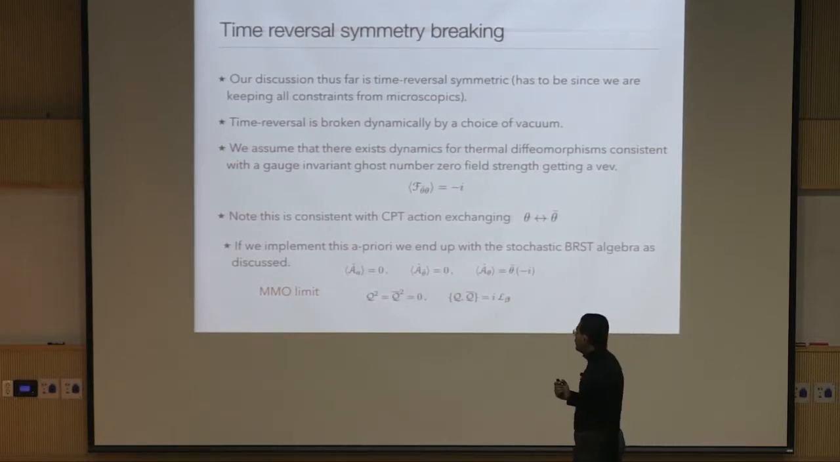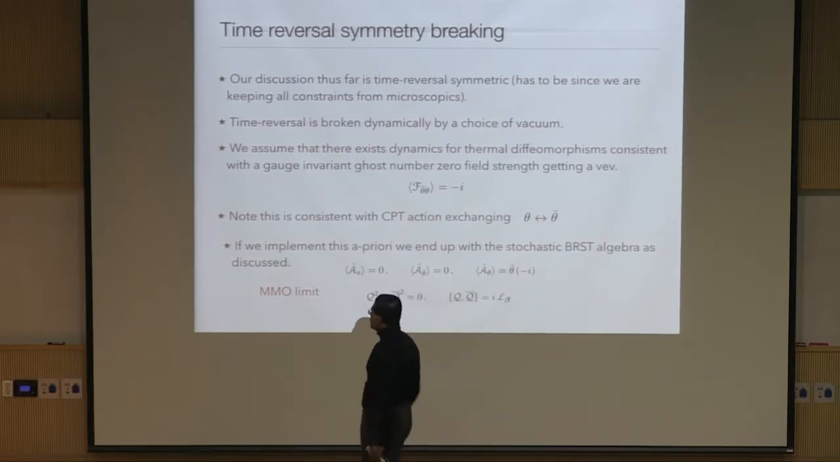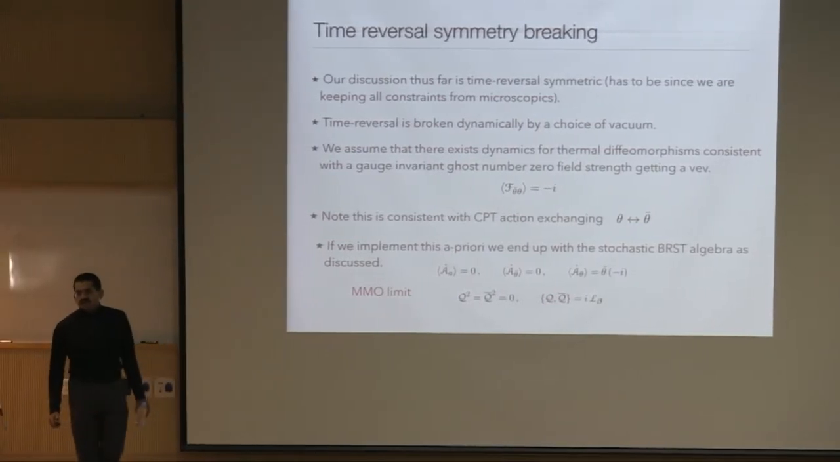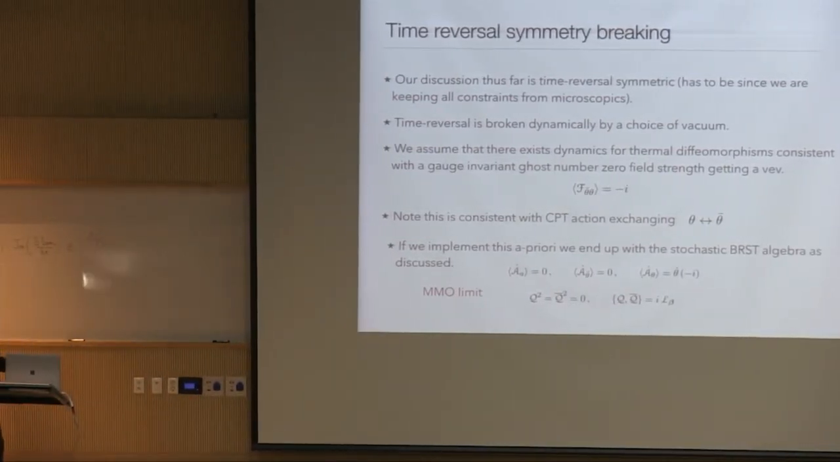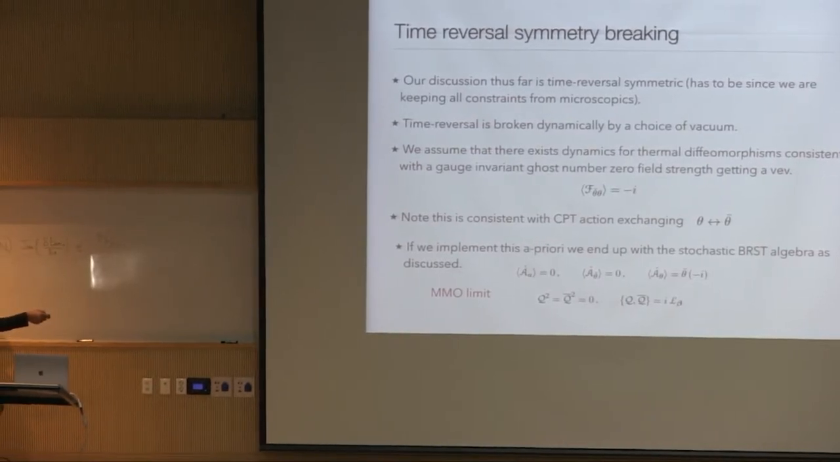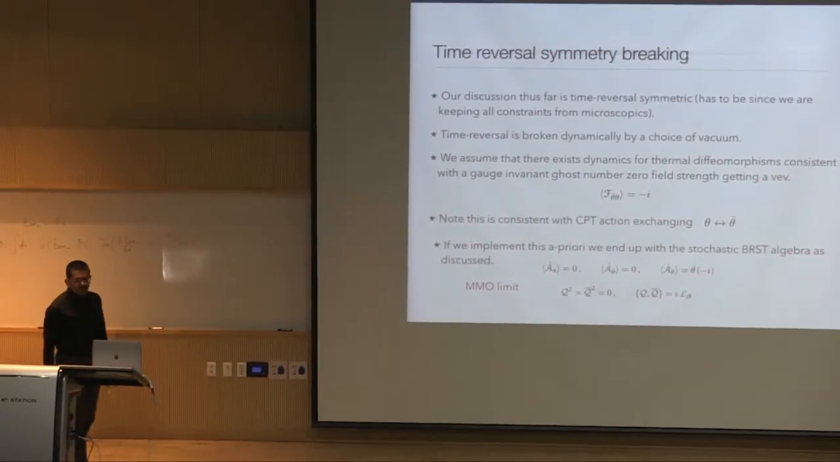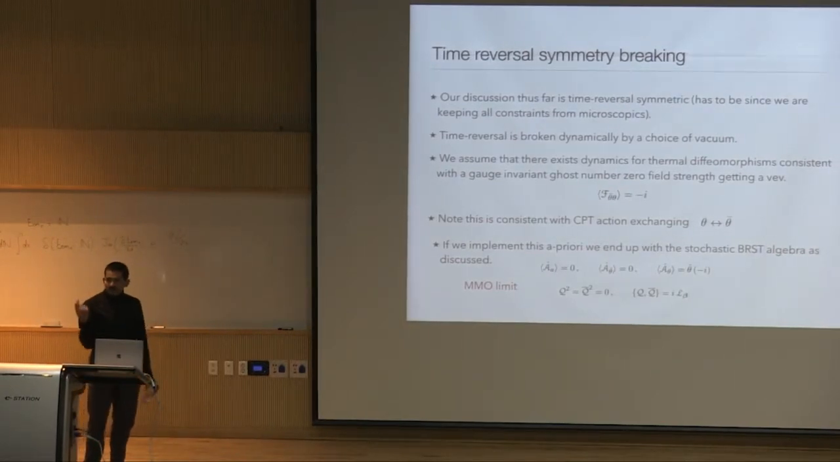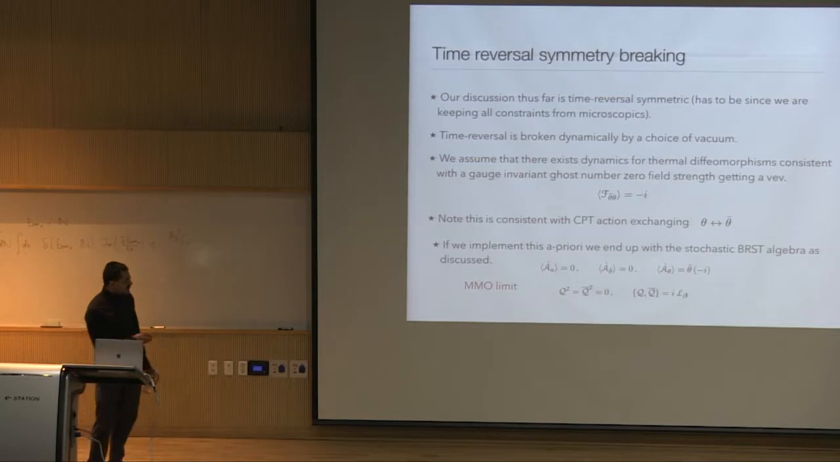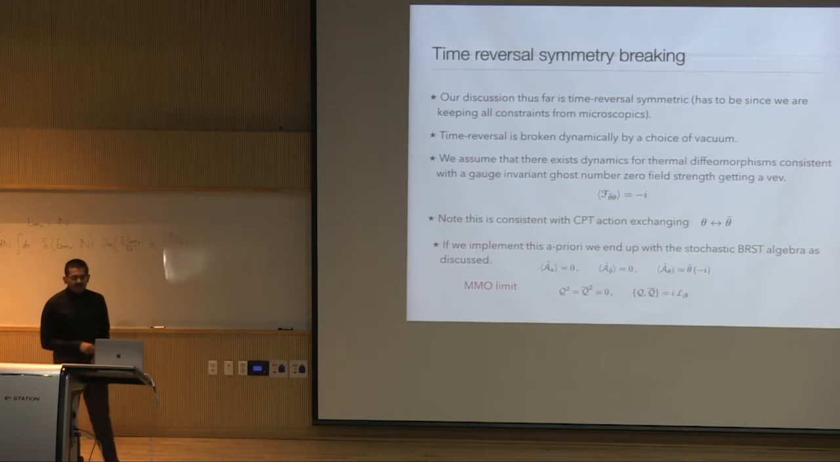Now, in most discussions, the choice of time reversal symmetry breaking is put in by hand. We claim that's not necessary, but rather this theory has the ability to dynamically break time reversal symmetry by a choice of vacuum. The choice of vacuum is one where this particular ghost number zero gauge invariant field strength picks up a value. The sign of the value, and the fact that it's purely imaginary, fixes which vacuum. If it was plus i, it would be anti-dissipative. If it's minus i, it would be dissipative. And the i comes from the CPT involution, from the fact that our CPT symmetries were implemented by theta into theta bar.